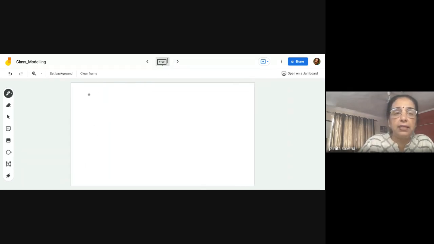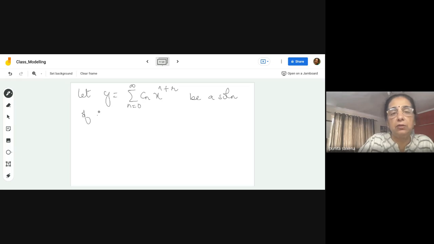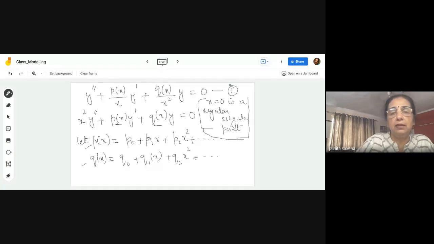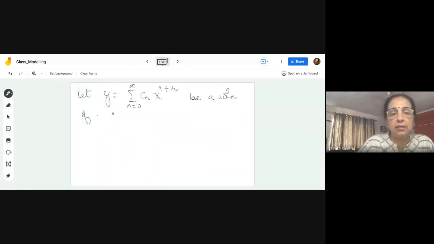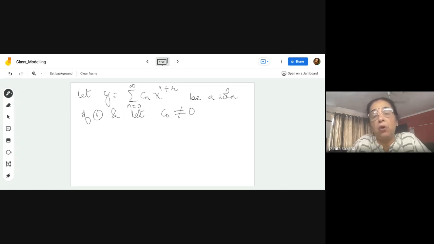Now I say let y equal to summation C_n x to the power n plus r, n from 0 to infinity, be a solution of, I did not number it, so let's number this equation as 1. So I say, let this be a solution of 1. And now this is my assumption that let C naught be non-zero. Why do we want C naught to be non-zero? It will be proved later on.